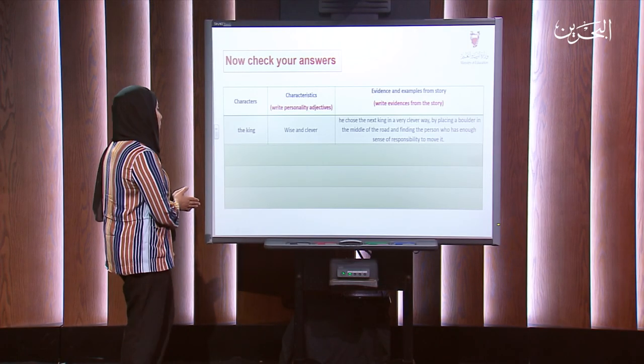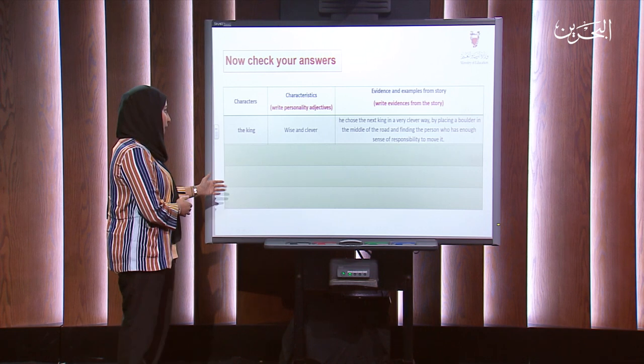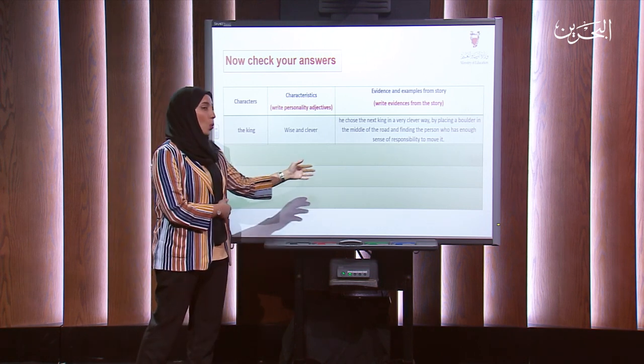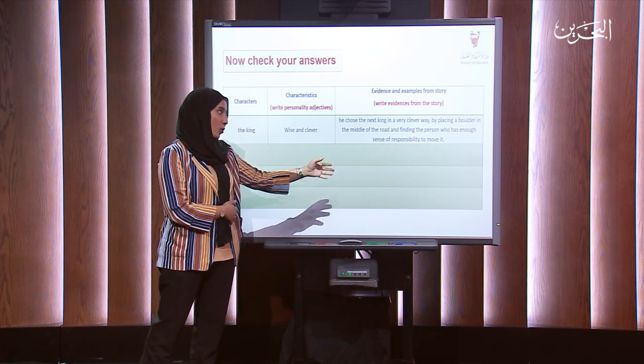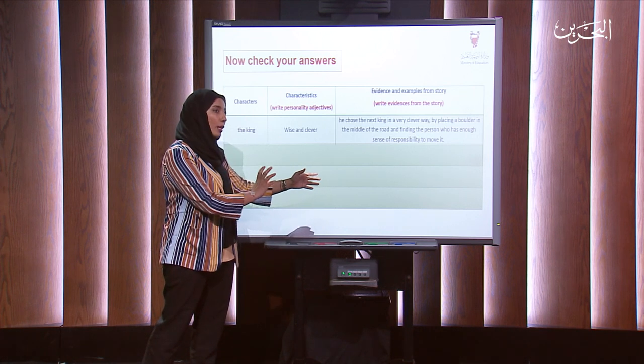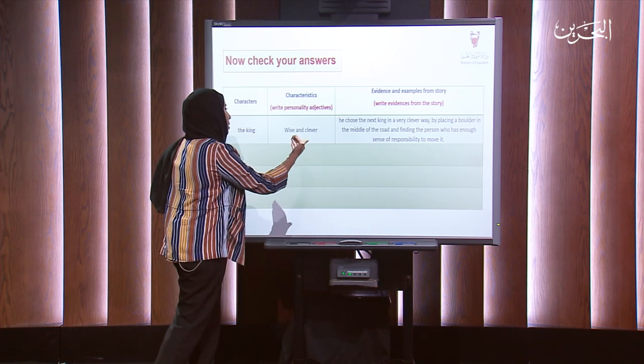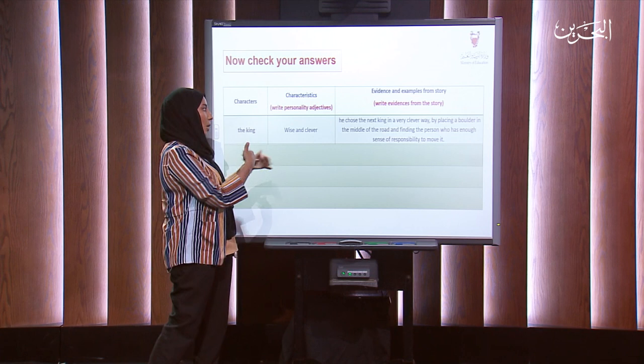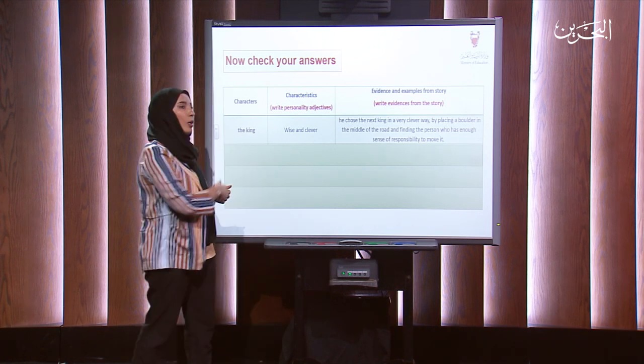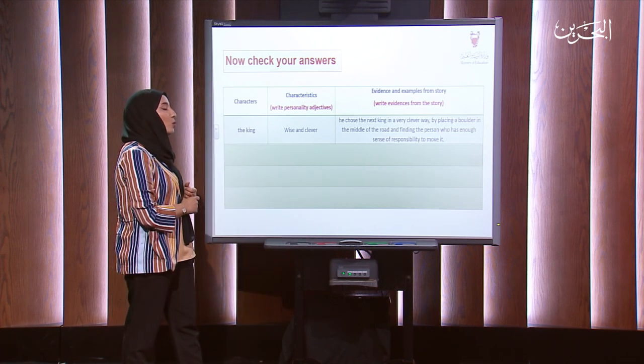Similarly, I want you to write the other three characters and their characteristics with evidence. If you remember the evidence, or at least just write what you remember that could be written as a proof of what you read. I'll give you 2 minutes to do that.